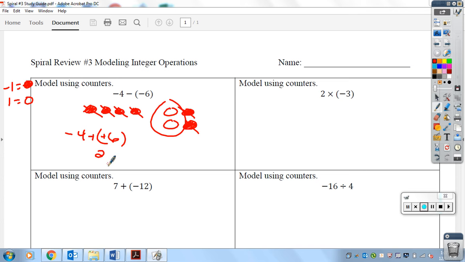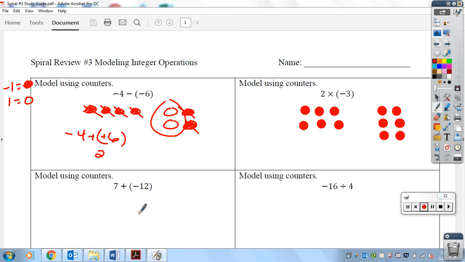Model using counters here. We don't really like the x, but what are we going to do? 2 -3s would be 1 -3, and then a second -3. This is 2 groups of 3 negatives. Of course, you could do this. This is 2 groups of -3. It would be the same thing.